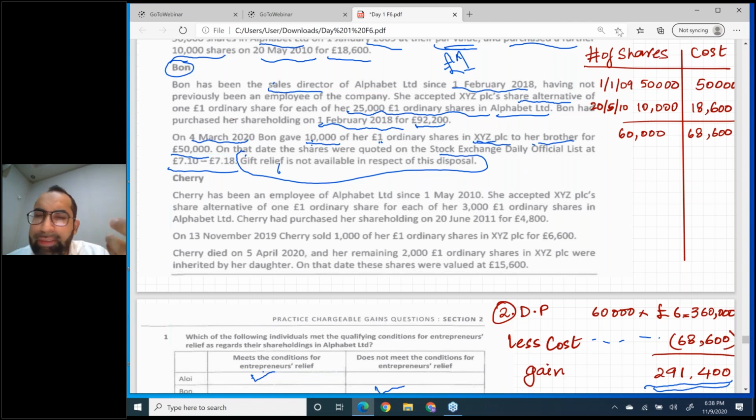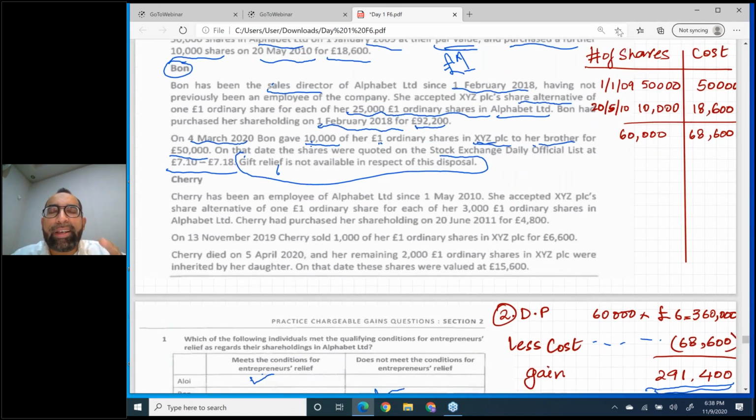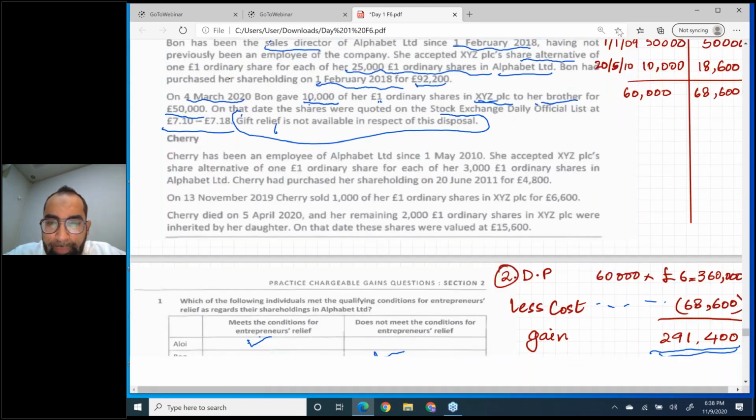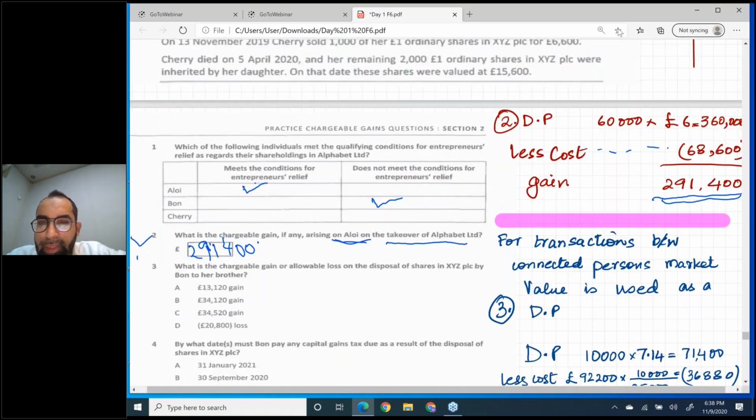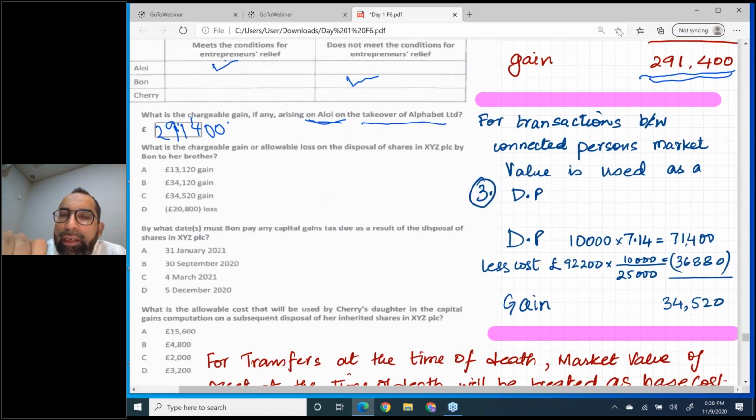Yes, very easy, we can do it. Let's do it. In this transaction, DP will be market value. We have calculated the market value as 7.14. Let me do it because this is the requirement. For transactions between connected persons, market value is used as the DP.